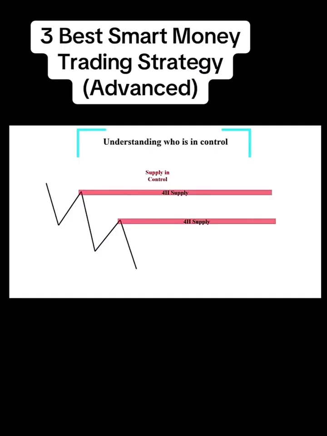Look at this example. Imagine this is 4-hour structure, and we can clearly see that we are in a downtrend, so supply is in control. Although we have a short-term uptrend, as long as we stay below the 4-hour supply zone, we have a bearish bias. But if we break the major 4-hour supply zone, we can establish that demand took control.